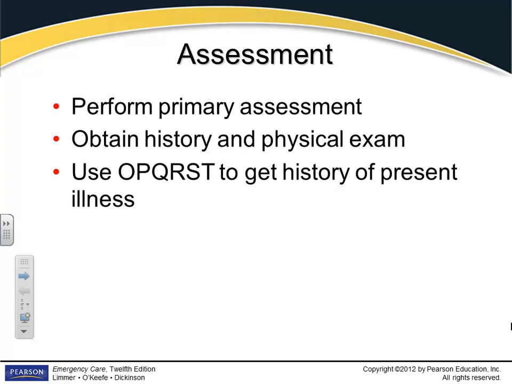Use OPQRST to get a history of present illness. Remember, we're getting two types of history, right? History of present illness and pertinent past history. Those are two parallel things that you want to get. If the patient says they have chest pain, you're going to go down OPQRST to get the history of present illness, but part of your SAMPLE history is going to be your pertinent past medical history. So with your medical patients, you're doing this most of the time. You're asking a million questions.